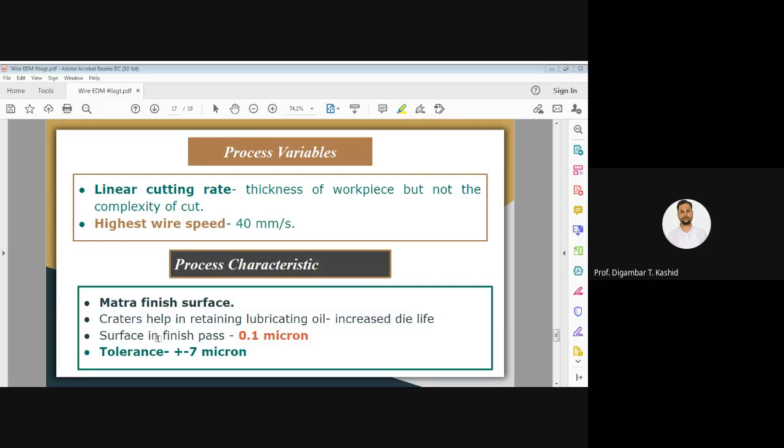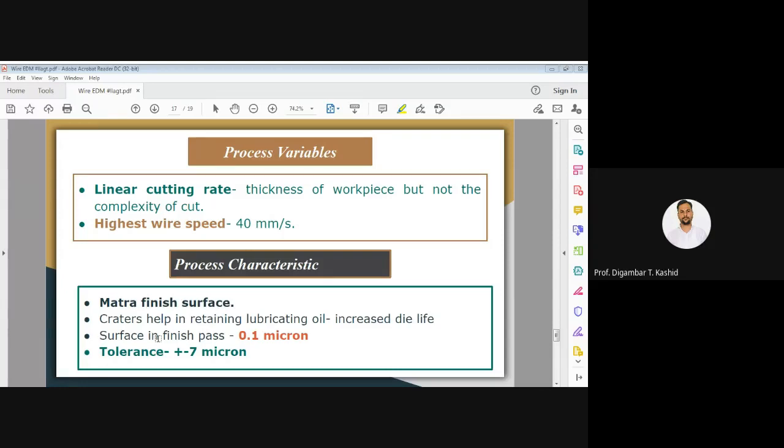So for better lubrication, this wire EDM process you can use. Whatever the surface finish in a finish pass, you will get 0.1 micron, and tolerance you can keep plus minus 7 micron. That can be achieved.